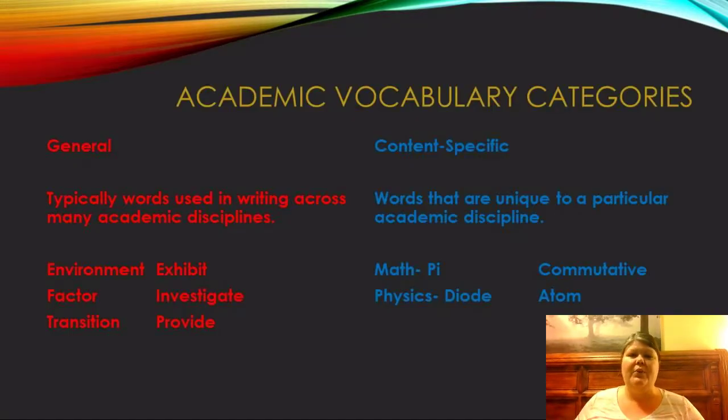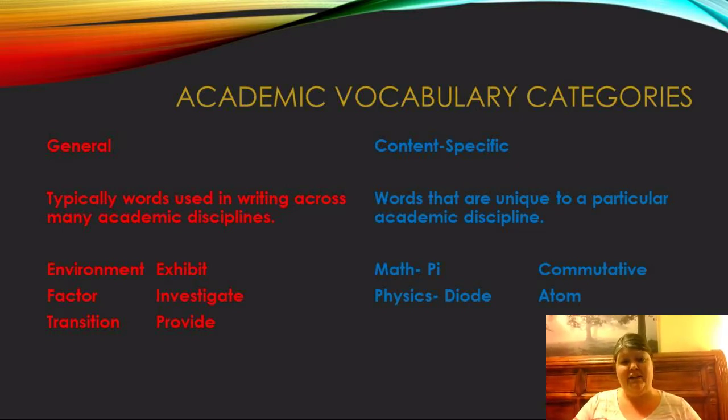Okay, so first we're going to start with our academic vocabulary categories. There's two of them that we're going to divide our words into. Your general words, which are typically words used in writing across many academic disciplines. Some examples of those words are environment, exhibit, investigate, factor, transition, provide. Your general words are words that can be used for multiple content areas and academic disciplines.